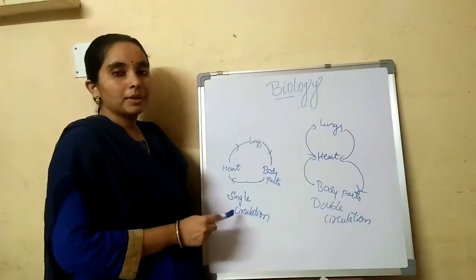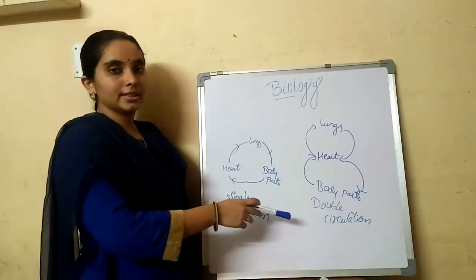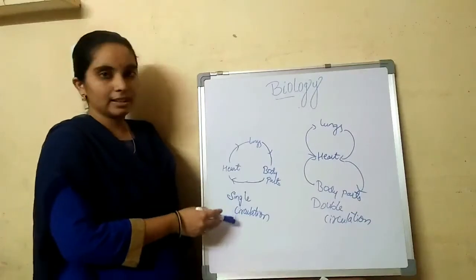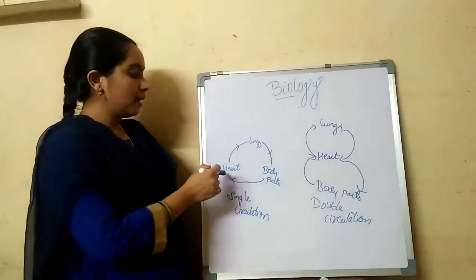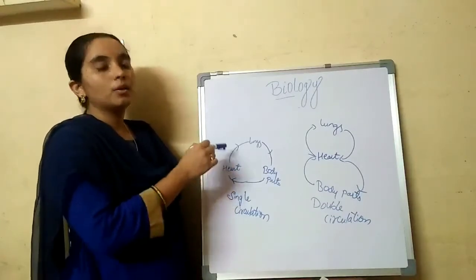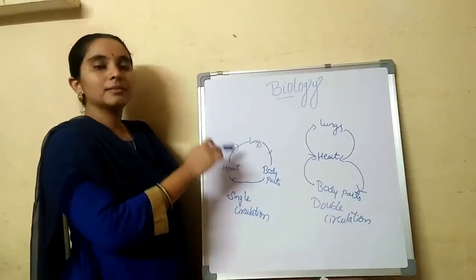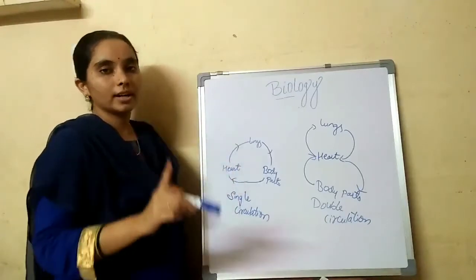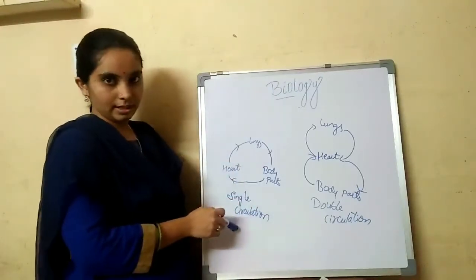So our next topic is single circulation and double circulation. In single circulation, the blood is collected to the heart only once. That is, the blood enters the heart only one time. That is why it is called single circulation.